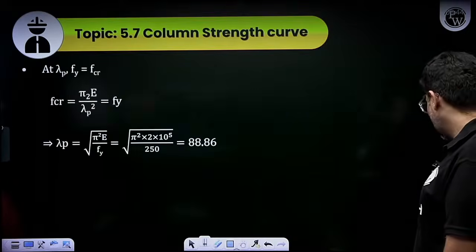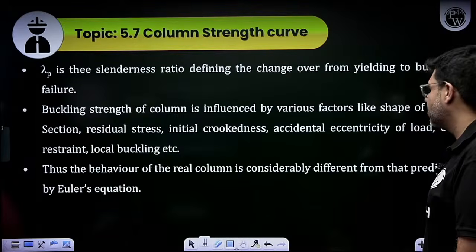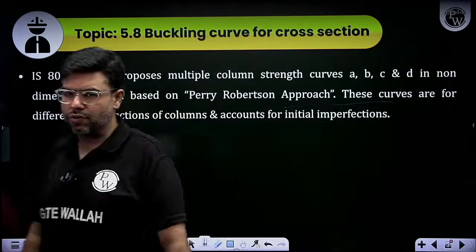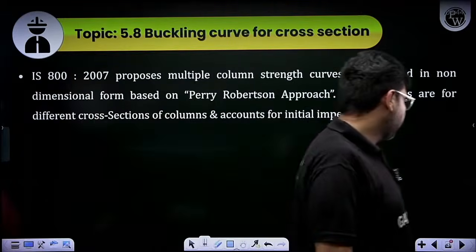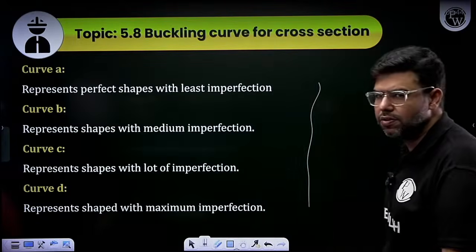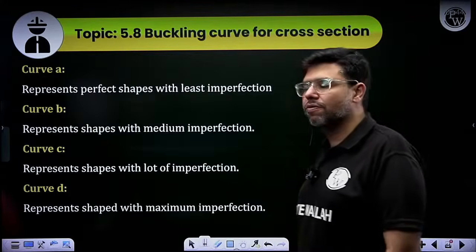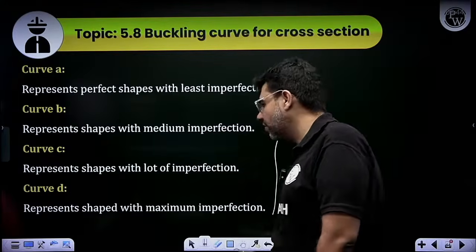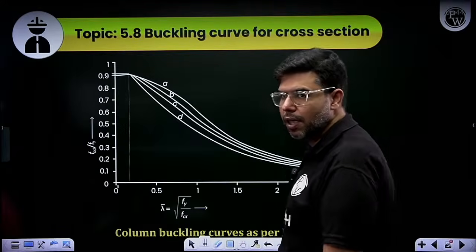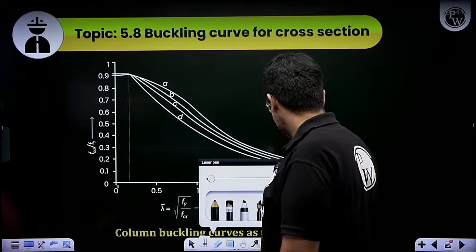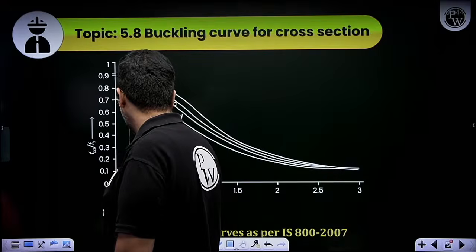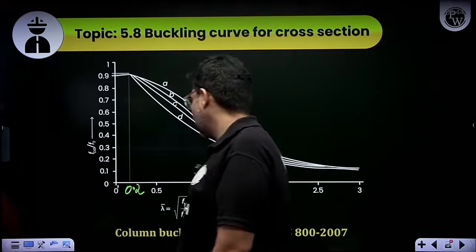So to account for these imperfections, we have a different approach that is given by Perry-Robertson. This approach was adopted by the IS code, IS 800:2007, based on which we have 4 types of column strength curves, that is curve A, B, C, D. Curve A is for the perfect shapes with least imperfection. As the imperfection increases, we move towards curve D. So these are the various types of curves that were given by Perry-Robertson. When lambda bar is less than 0.2, plastic yielding will occur. No buckling will take place. Beyond this, you will have buckling. Okay.